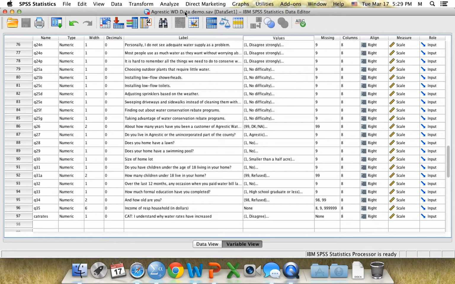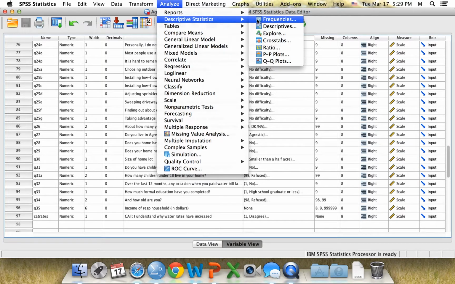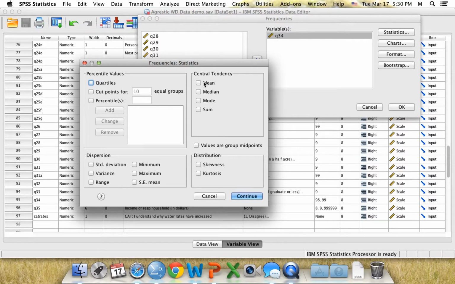So today we will look at how to do frequency, recoding, crosstab, and correlation from SPSS. We have the water district data. So first we go to Analyze, Descriptive Statistics, and Frequencies. I want to do a frequency of age. I saw from the data view that it's Q34. So I choose Q34. And I look at statistics, I select mean, median, standard deviation, variance, minimum, and maximum.